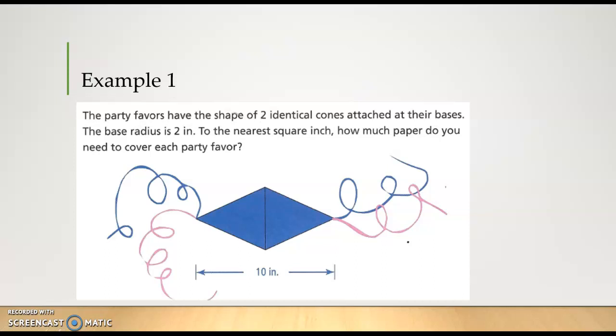Example 1, the party favors have the shape of 2 identical cones attached at their bases. The base radius is 2 inches. To the nearest square inch, how much paper do you need to cover each party favor? All right, so I'm going to draw in my triangle here. From the center of this line out, that's my 2-inch radius. And then from the vertex down, that's our height, and the height is 5 inches.